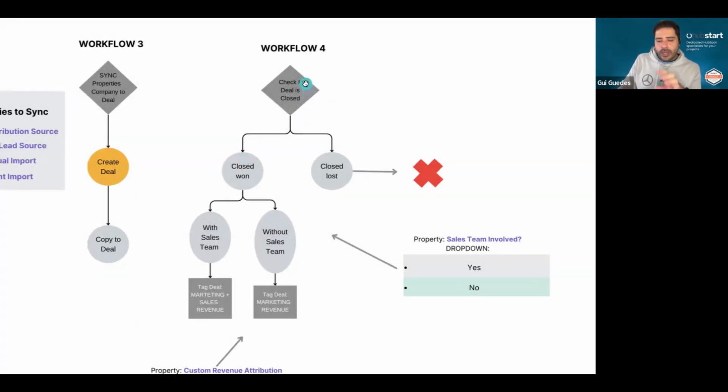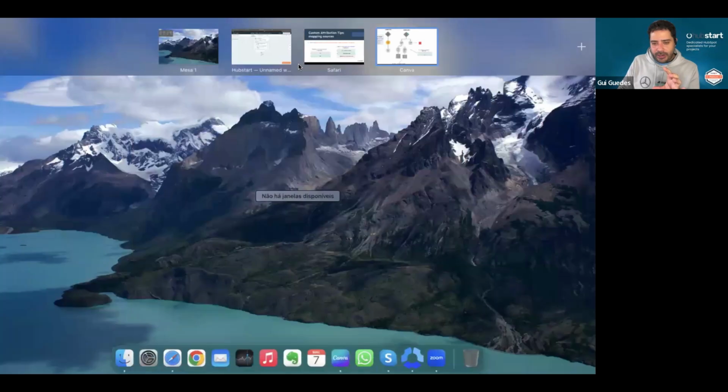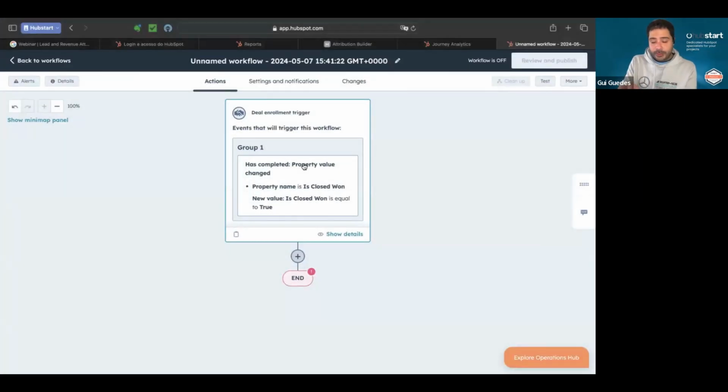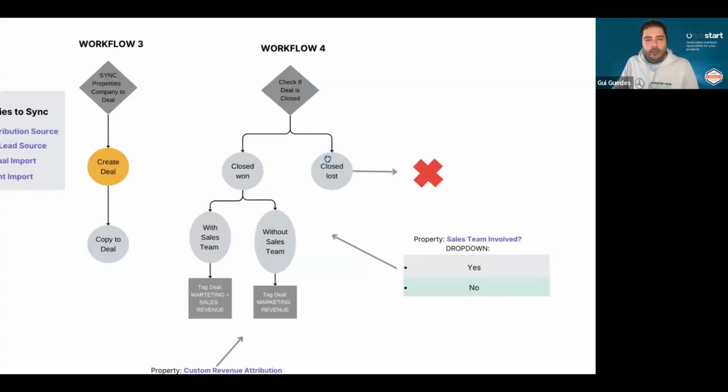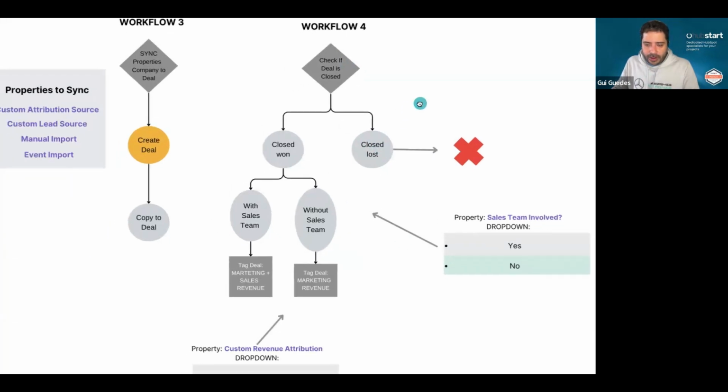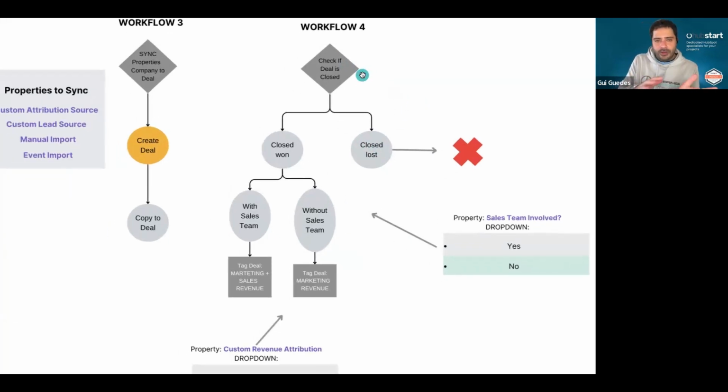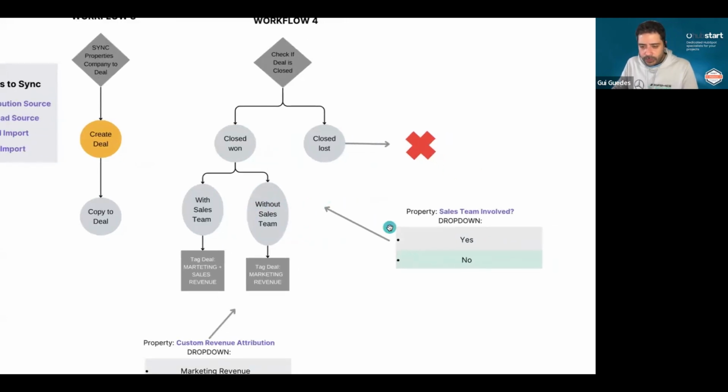Why can you do this in the trigger, just like it's here? Because at this place, we don't care about the closed lost ones, okay? Because we're talking about revenue attribution. If you have a lost deal, this deal is not bringing you any revenue. So this is why we're not focused or worried about tracking what happens to these lost deals in particular, okay?